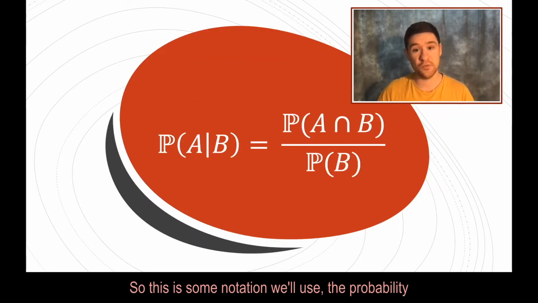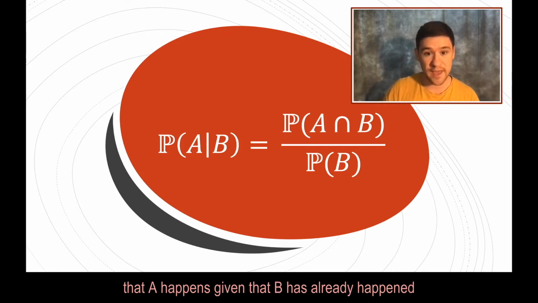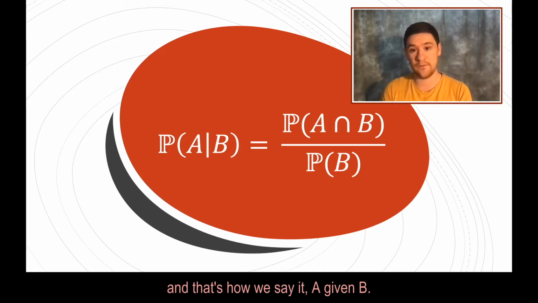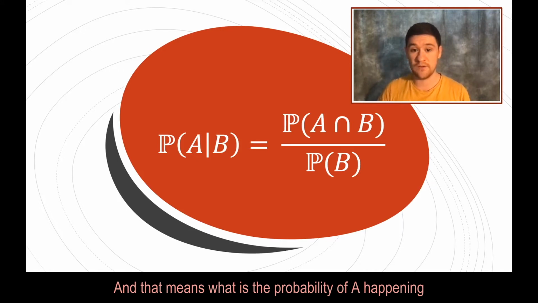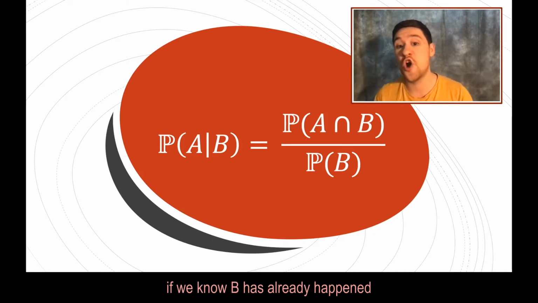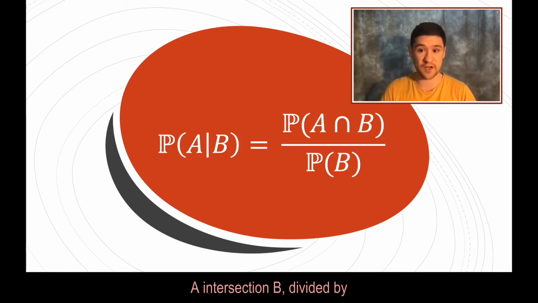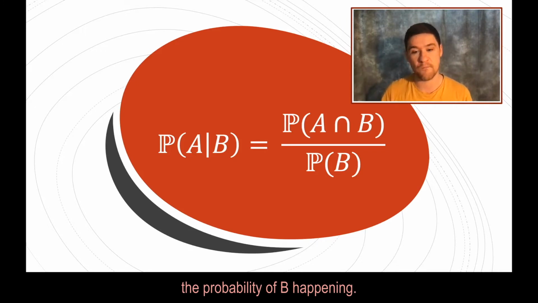So this is some notation we'll use. The probability that A happens, given that B has already happened, we're going to use this vertical line. A given B. And that's how we say it, A given B. And that means, what's the probability of A happening if we know B has already happened? And the formula we use to work that out is the probability of both A and B happening, A intersection B, divided by the probability of B happening.